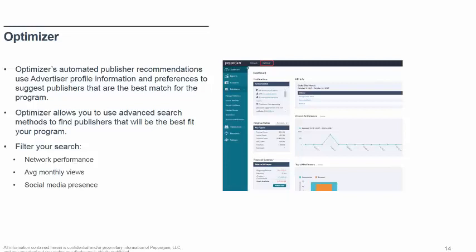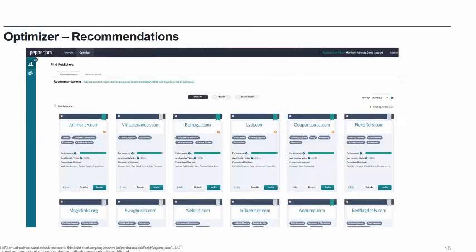So if you haven't yet used Optimizer, I definitely recommend getting set up with that going into the new year as well. And you'll see that listed on the upper left-hand corner next to your network tab, where you can find your login for that. And I just have a quick shot of the Optimizer recommendations page, which gives you some publishers and some additional info when you're looking at each publisher's name to get a better idea of who they are and what their benefit might be to the program.